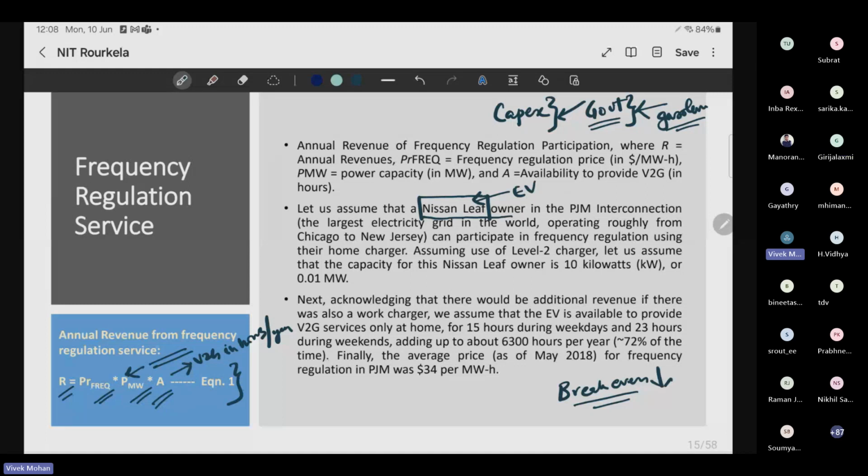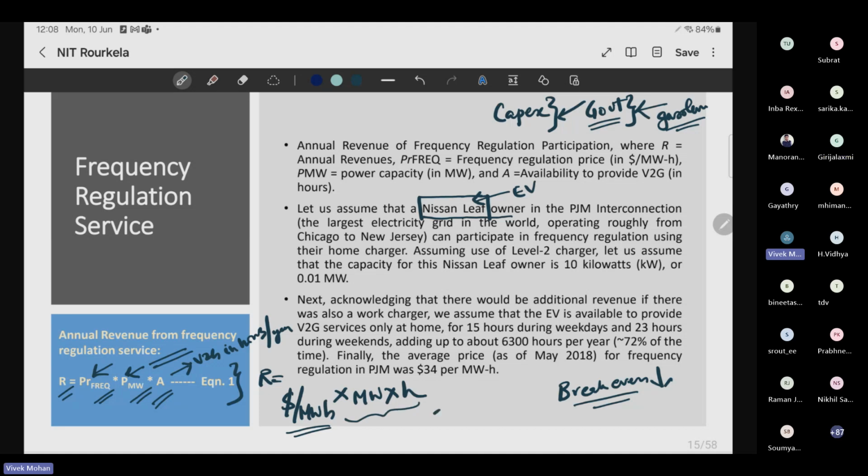Now, PR_frequency is the frequency regulation price in dollars per megawatt hour. So what will be the unit of R now? Dollars per megawatt hour is PR_frequency. P_MW is in megawatts, multiplied by the number of hours during which you can make your vehicle available for frequency regulation service.